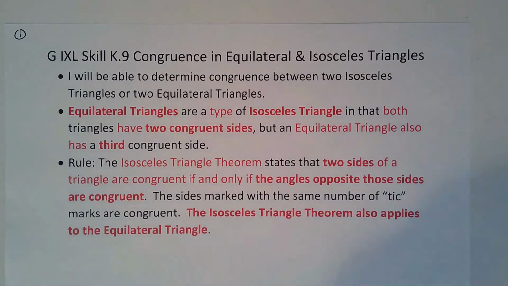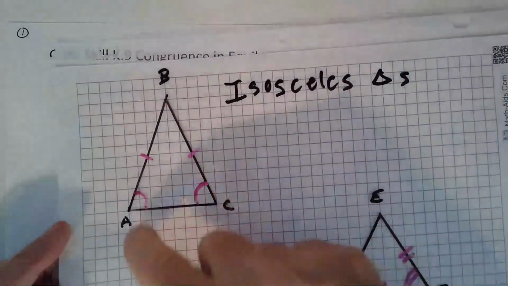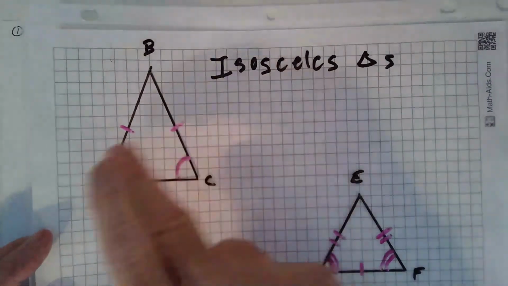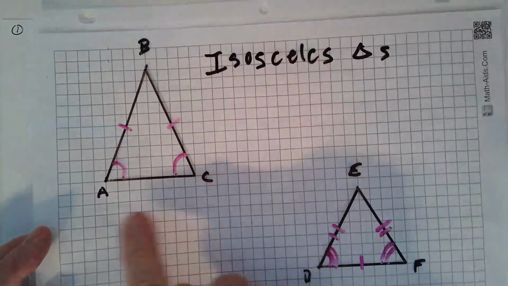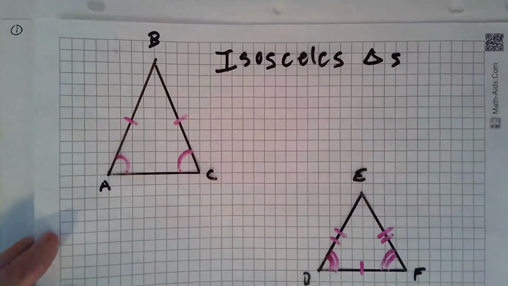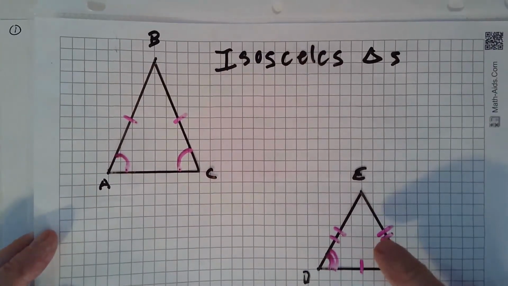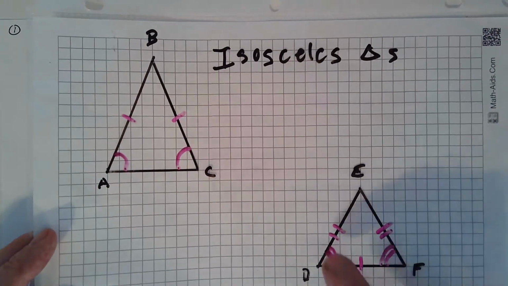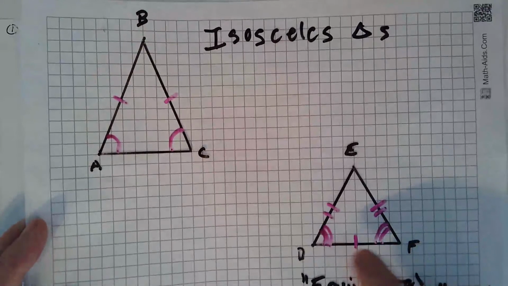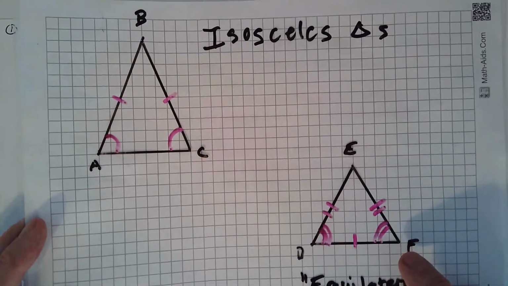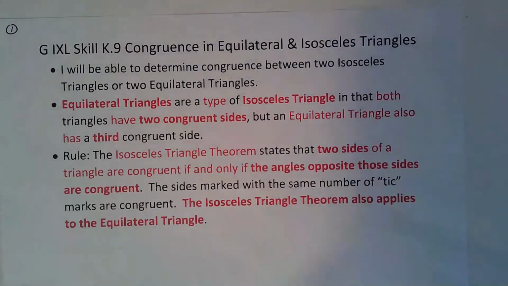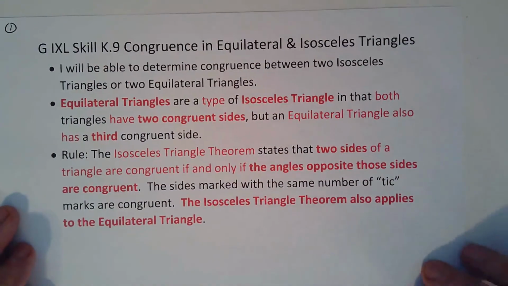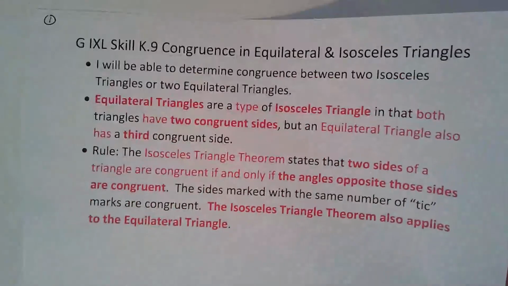Going back to our picture here, you'll notice that AB has one tick mark, BC has one tick mark. So those two sides are congruent, and the two angles have one arc, so they're congruent. And over here, DE has two tick marks, EF has two tick marks, so those sides are congruent. And base angle D and base angle F have two arcs, so those two angles are congruent. All right, so let's move on.